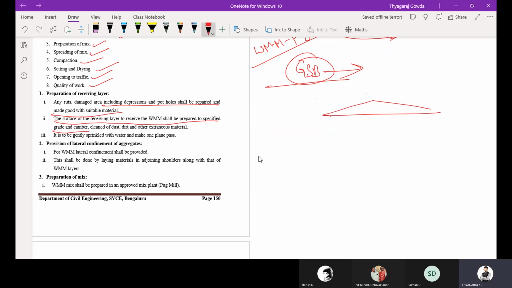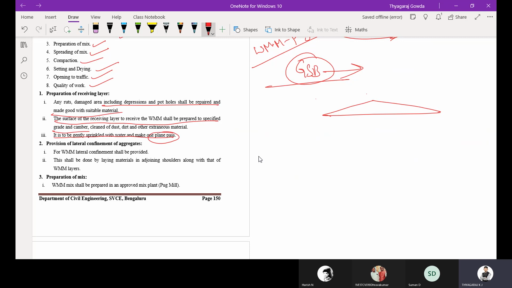So you have to maintain the suitable grade and camber in the WMM layer. Then it is to be gently sprinkled with water and given one plain pass. So on the GSB layer you are going to check the camber and grade. After that you are going to sprinkle the water and give one plain pass.